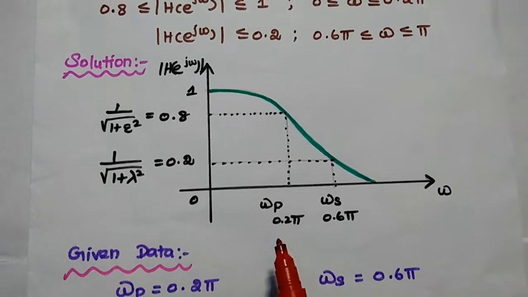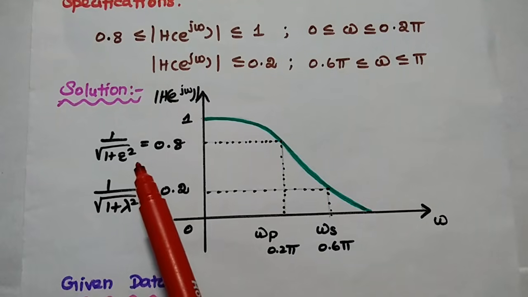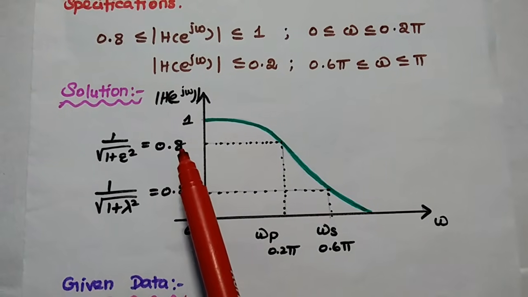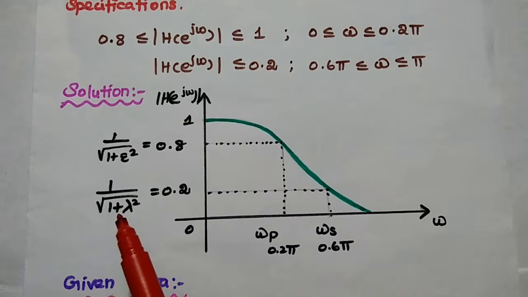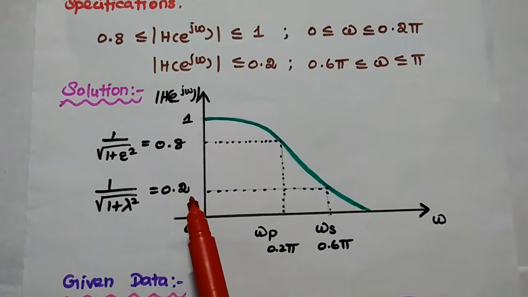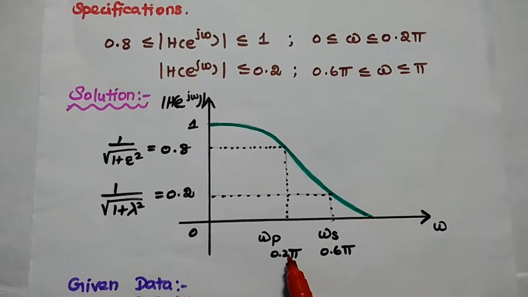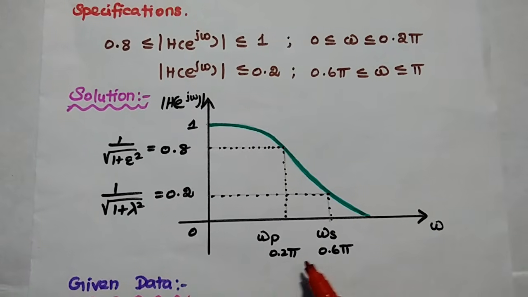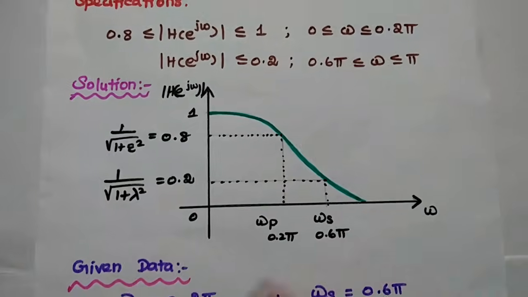So from this diagram, we can come to know that 1 by square root of 1 plus epsilon squared is equal to 0.8, which is given in that problem. And then 1 divided by square root of 1 plus lambda squared is equal to 0.2. And here the passband frequency is equal to 0.2 pi and the stop band frequency is equal to 0.6 pi.